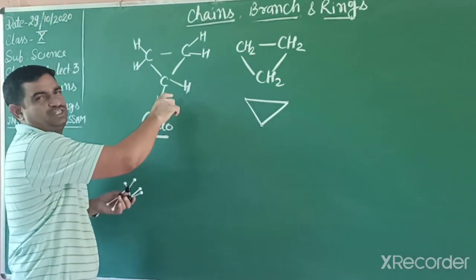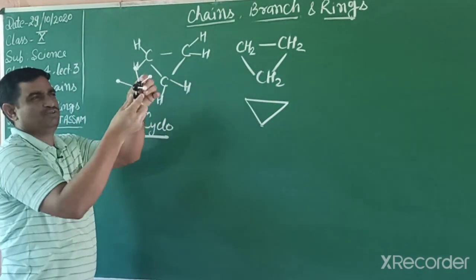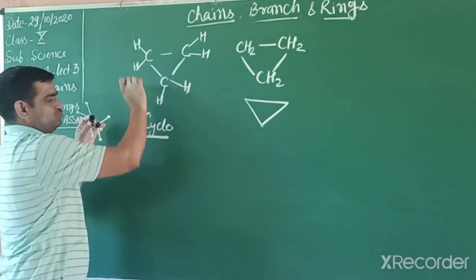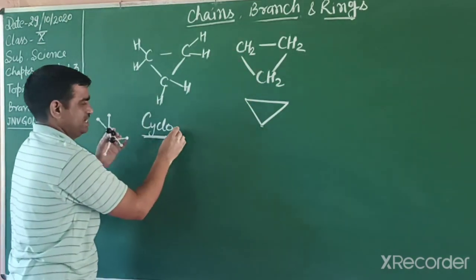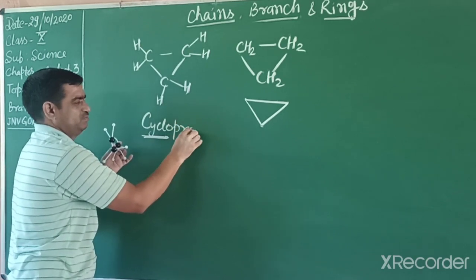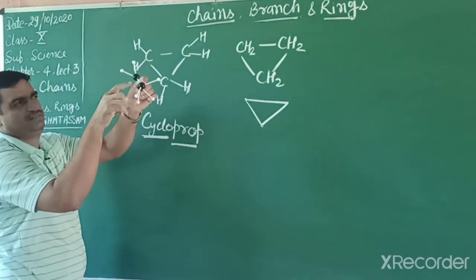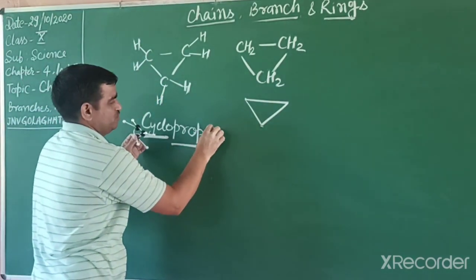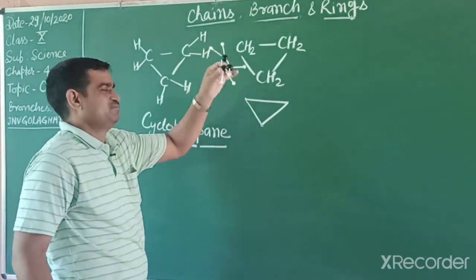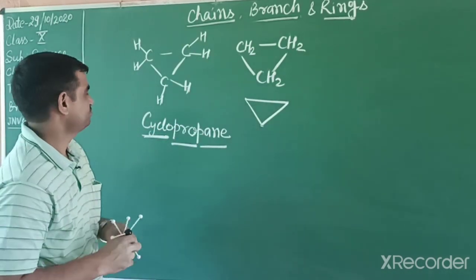So what is the IUPAC name of this compound? We can start from any point, 1, 2, 3, because there is no end. So you can start from any point, 1, 2, 3. So total 3 carbons, 1, 2, 3 on any side. So cyclo as a prefix, then you write the word root prop, and then we write the single bond ending. So its name is cyclopropane. Cyclopropane.